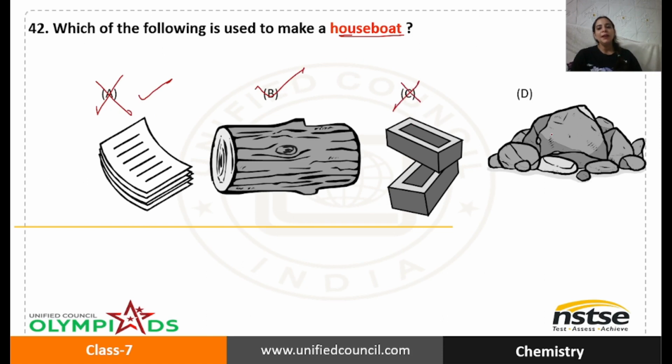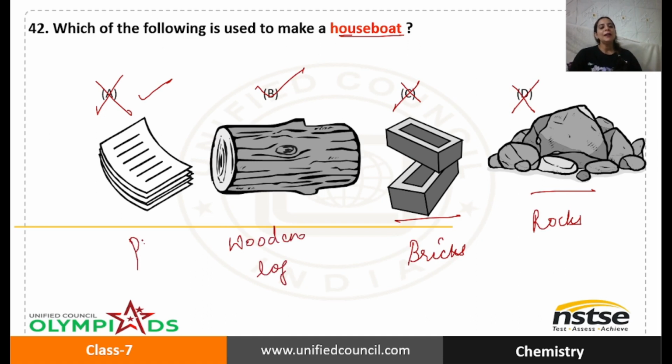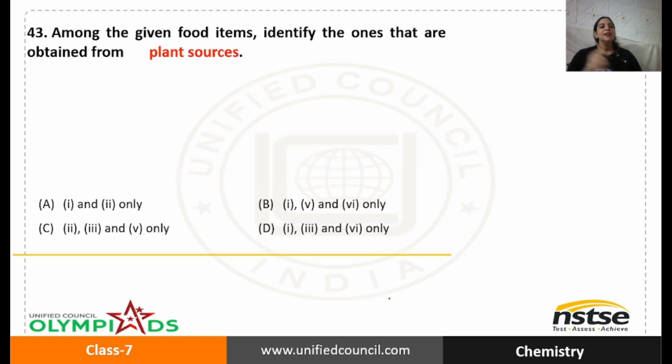Is it made up of stones? No. So basically it is not made up of stones or rocks. It is not made up of plastic or any sort of brick basically. These are bricks, not blocks, bricks. And this one are rocks. And this indicates wooden log. Now let me tell you that a houseboat is made up of wooden log. So which statement is correct, students? Option B is correct. Next question.